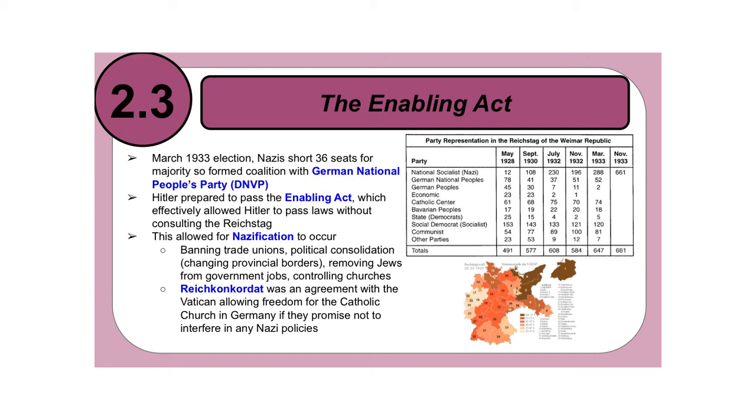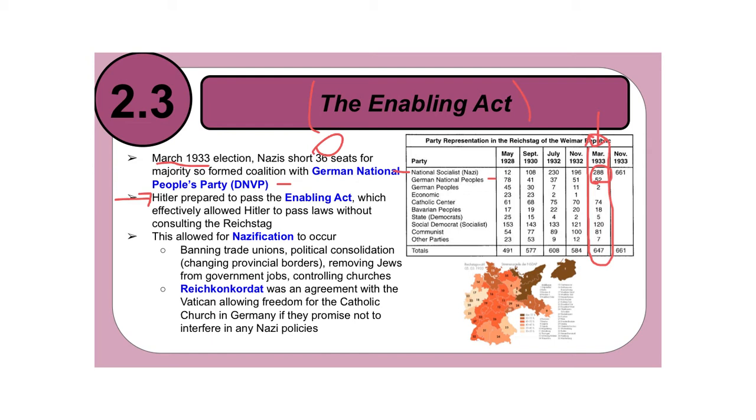So let's take a look now at the Enabling Act. In order for us to do that, we need to go back to March of 1933, when there was an election held in Germany, and you can see the results right here. At the top is the National Socialist or Nazi Party, and they had 288 seats. They fell 36 seats short of an outright majority in Parliament, so they had to form a coalition government with the German National People's Party, or the DNVP. If you add the 288 and the 52 seats here, they get over a majority of seats. So this coalition government came together to help Hitler pass the Enabling Act in 1933.